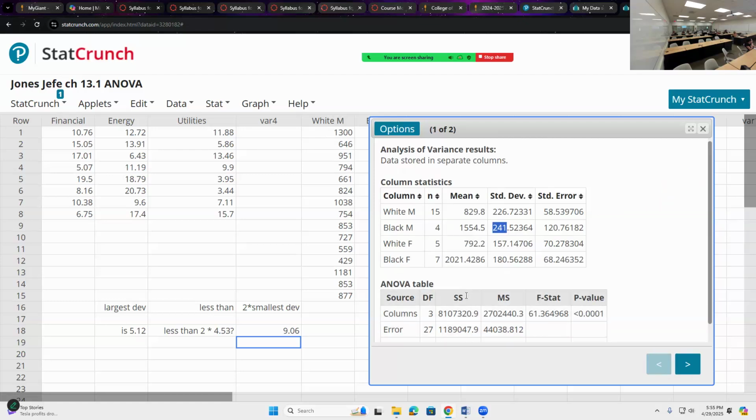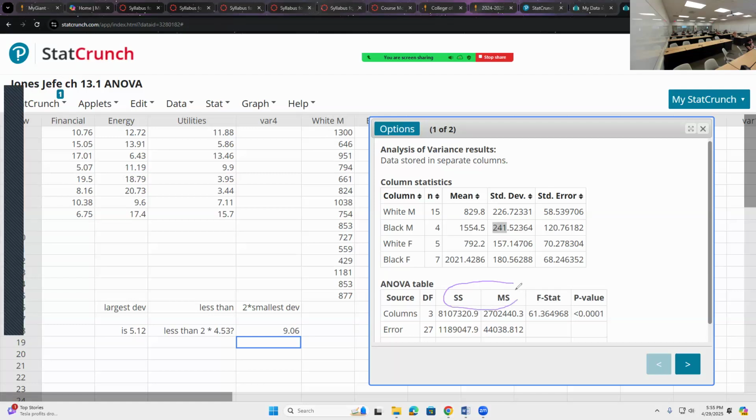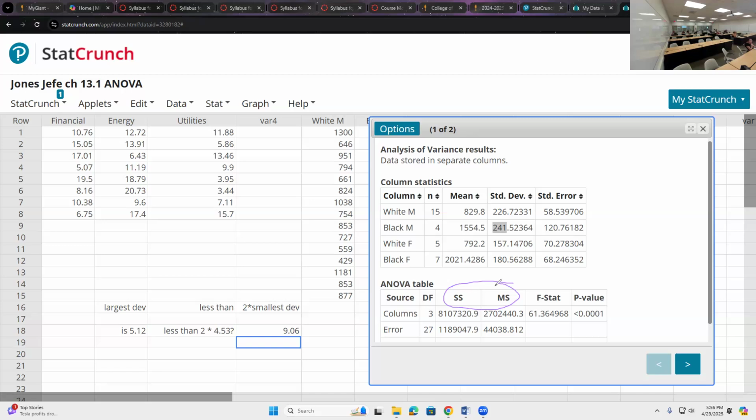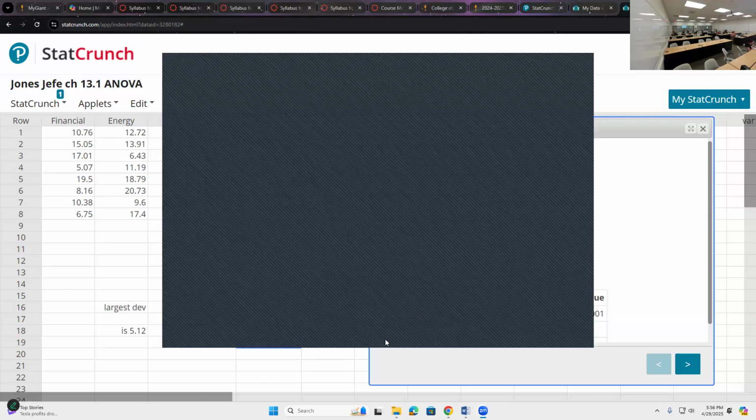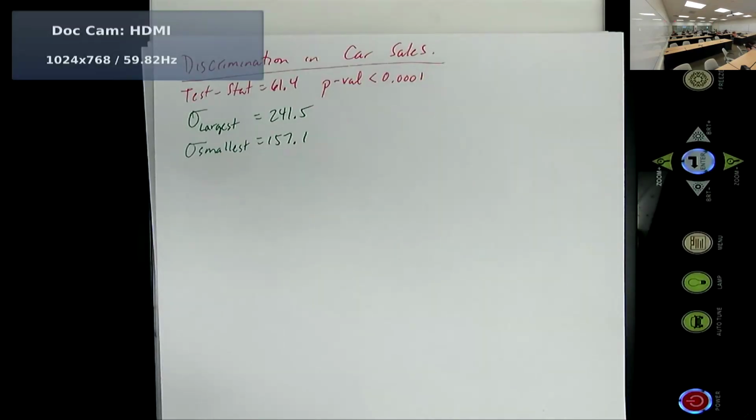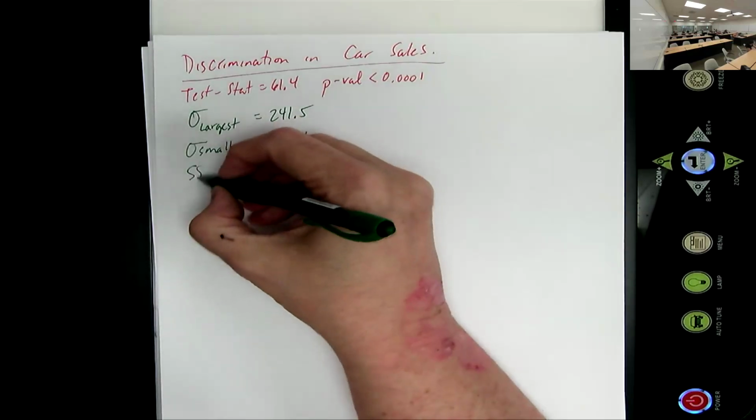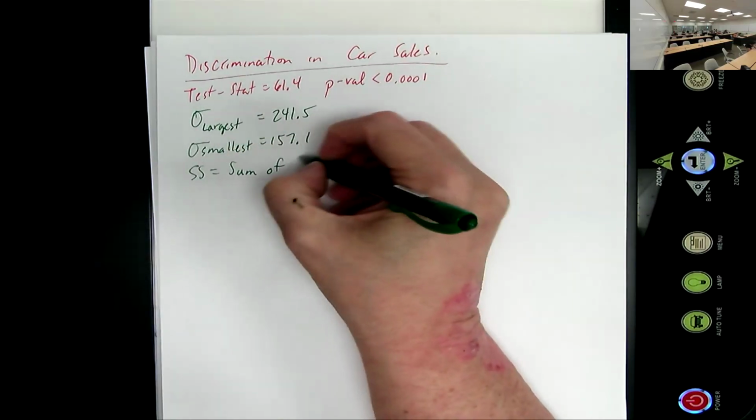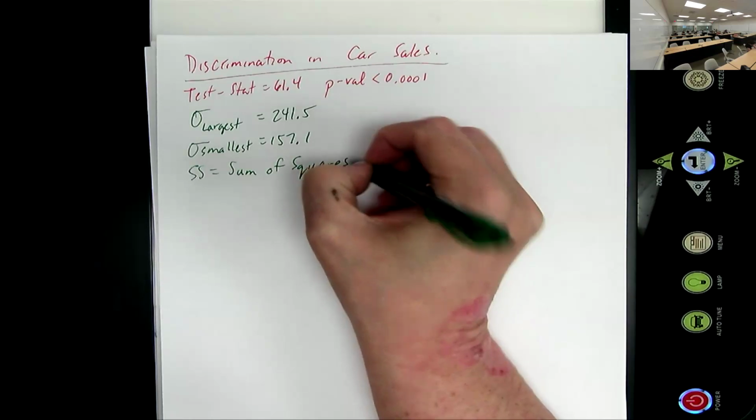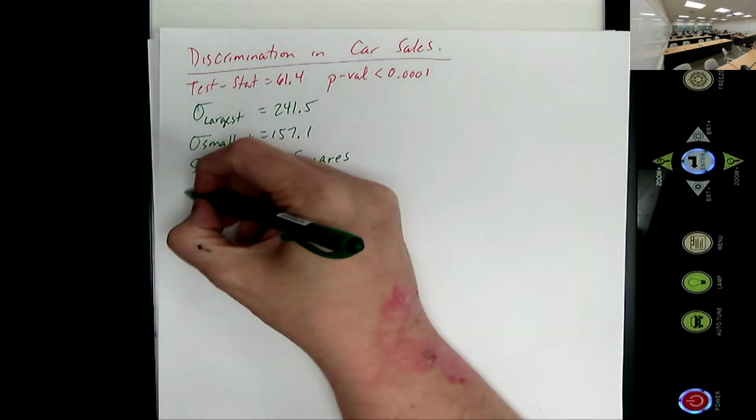If they ask you about these 2 things right here, I'm going to write down what SS and MS mean on the paperwork when we switch over, okay? Let me go back over. We'll hit that real quick. SS means sum of squares. If they ask you about it, it's in that column. And MS is mean of squares.